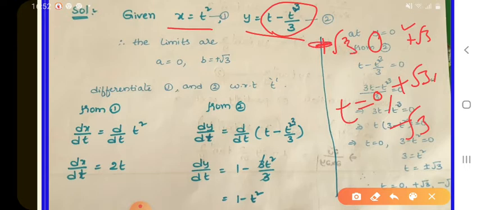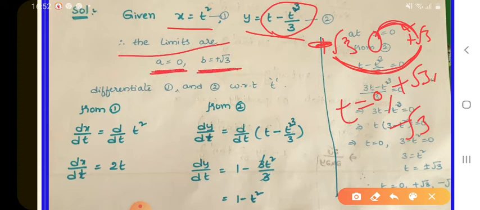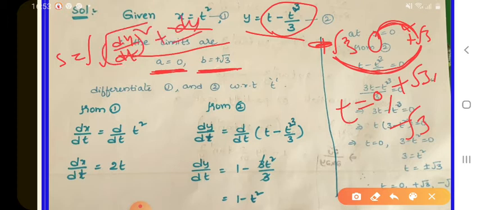Okay. We have to find the length from minus root 3 to plus root 3. For that we find the length from 0 to root 3 and we double that length, and we get the full length. Okay, this is the procedure. See here, the limits are a equals 0 and b equals, I take only plus root 3. Next, this is in parametric form, so we need the formula of the length of the arc in parametric form. S equals integral of root of dx by dt whole square plus dy by dt whole square. This is the formula in parametric form.